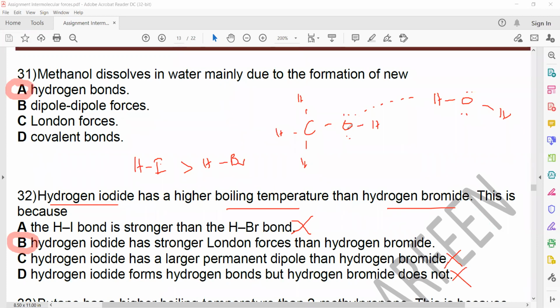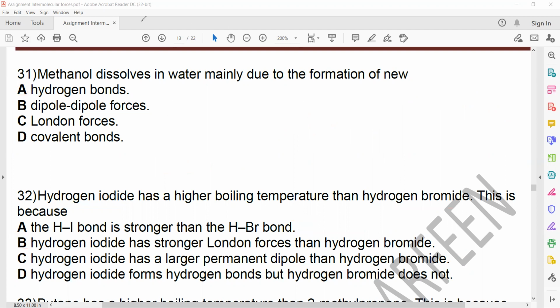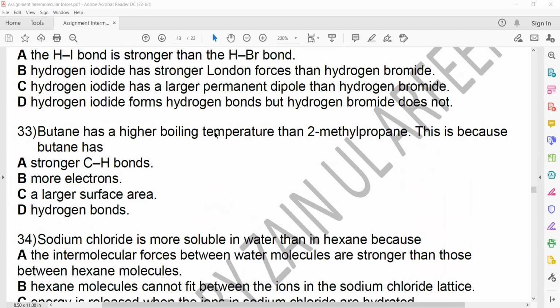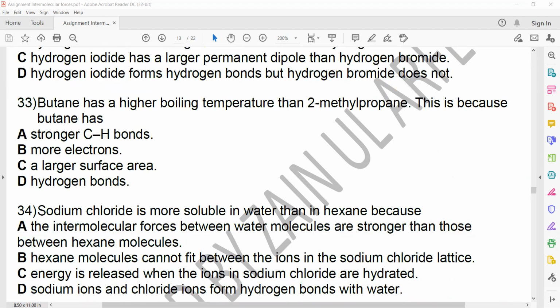Yes, all molecules have London forces and it increases as the number of electrons increases. Even, for example, methanol will have London force, but it will be weaker. The main cause of dissolving or having a higher boiling point is related to hydrogen bond. So all molecules have London forces, and the effect of the London forces increases as the number of electrons increases.